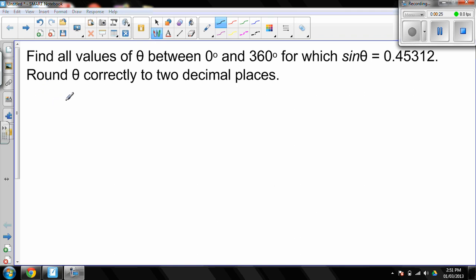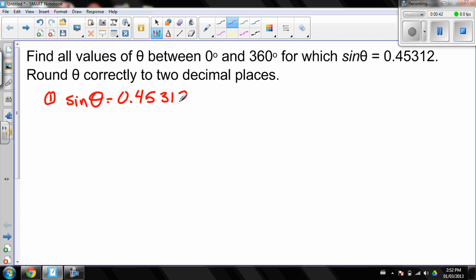Well, the first thing I'm going to do is actually find what angle this ratio gives me. So to do that, I'm going to say sine theta equals some ratio, 0.45312. Now we already know how to solve for theta here. To solve for theta, I need to take the inverse of sine, so it's on the other side here. So I get theta equals, and then I have my inverse of sine of that ratio, 0.45312. And this is going to give me some angle.